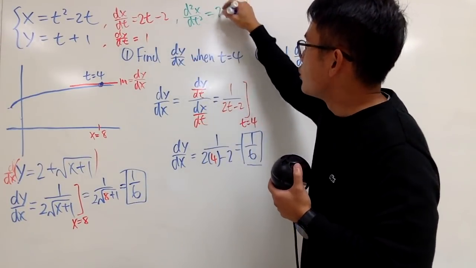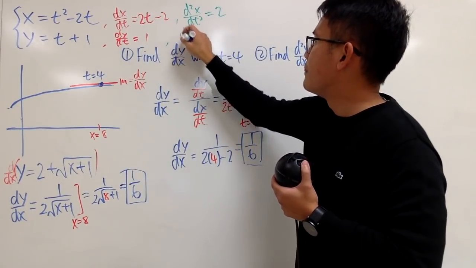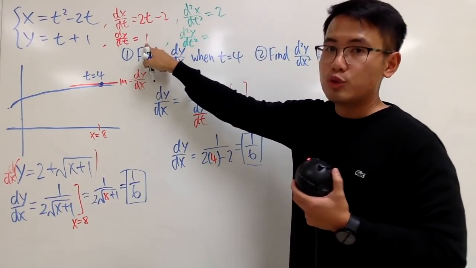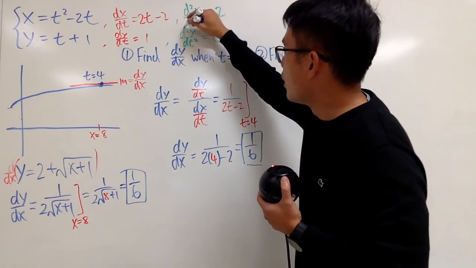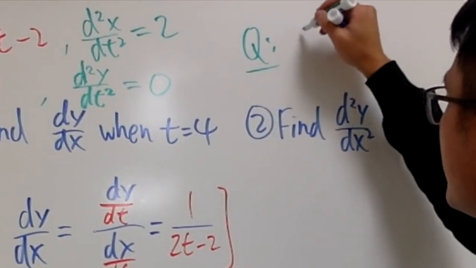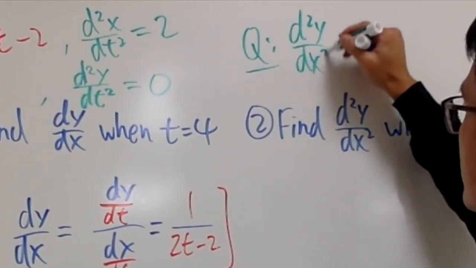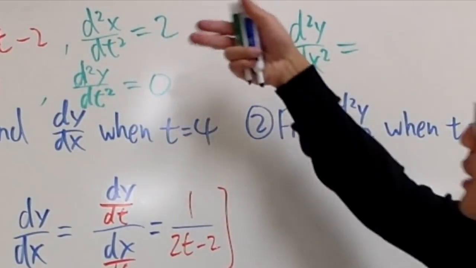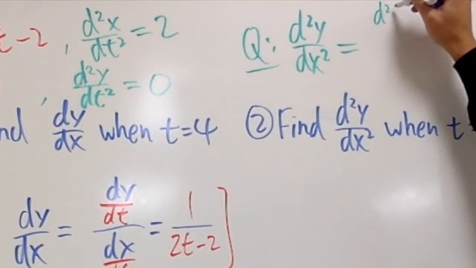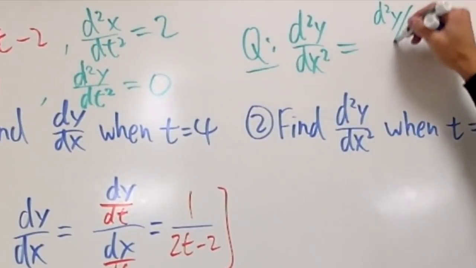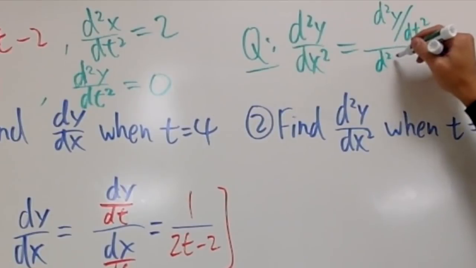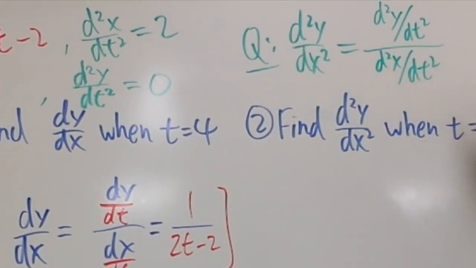Differentiate this again, I get 2, and then differentiate this again, I put down d2y/dt2. The derivative of 1 with respect to t is 0. So this is what we have. Well, can I just say d2y/dx2 is the second derivative here divided by the second derivative here, meaning can I just do d2y/dt2 divided by d2x/dt2 like that?